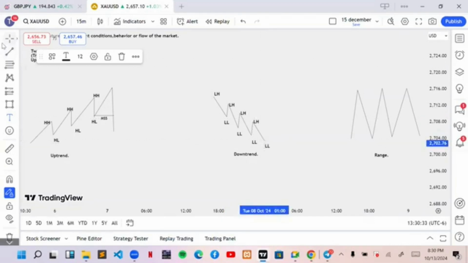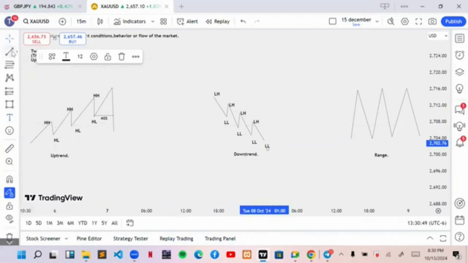So for each high that comes, it's going to be lower than the previous one. You can see this was the last high. The second high is lower than it. The third high is also lower than the last one. The fourth high is also lower than the last. So that signifies a downtrend.